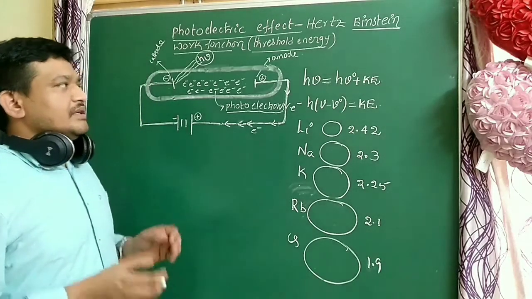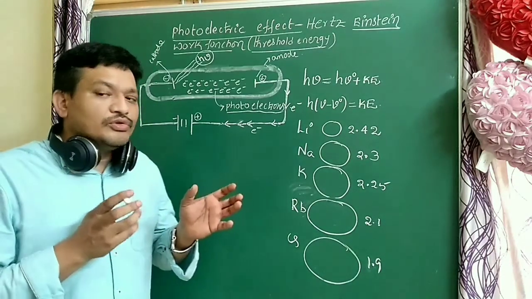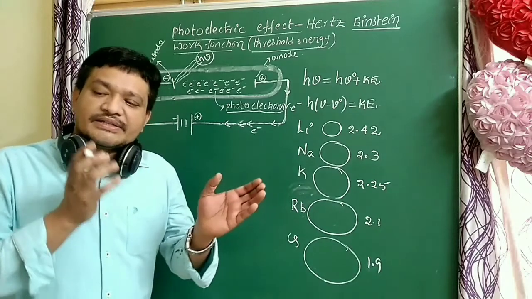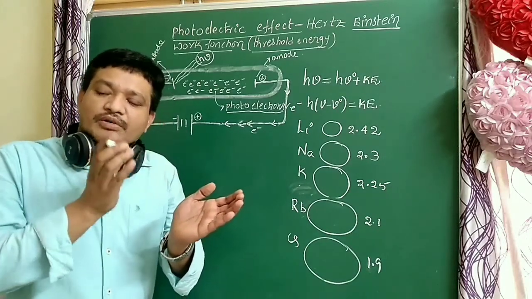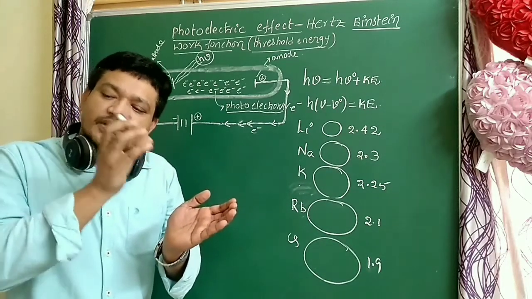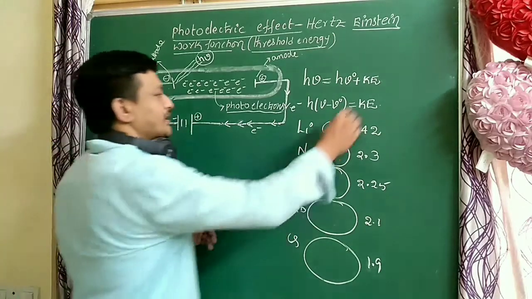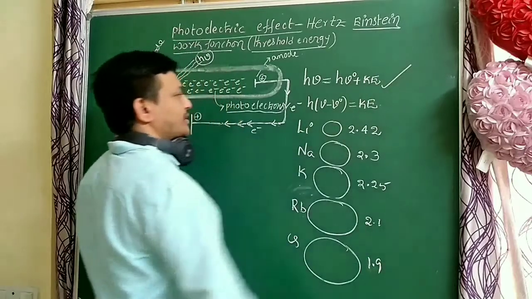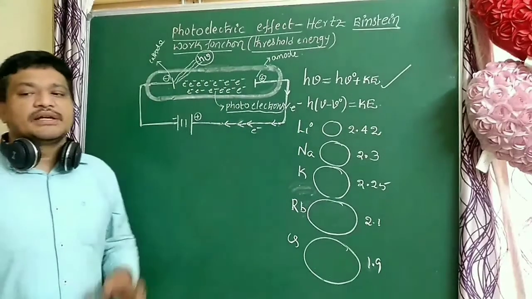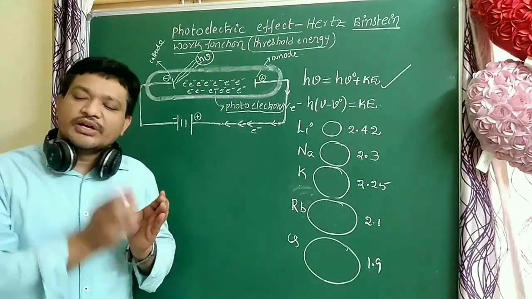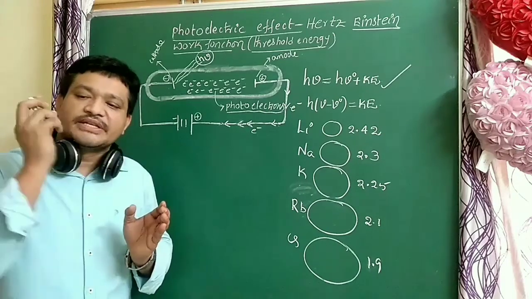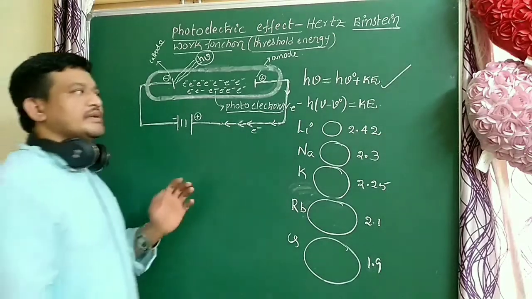Next, out of the total light energy, some of the energy is used to remove the electron. The remaining energy is converted to kinetic energy. Light energy, h nu, equal to one photon energy, equals threshold energy plus kinetic energy.